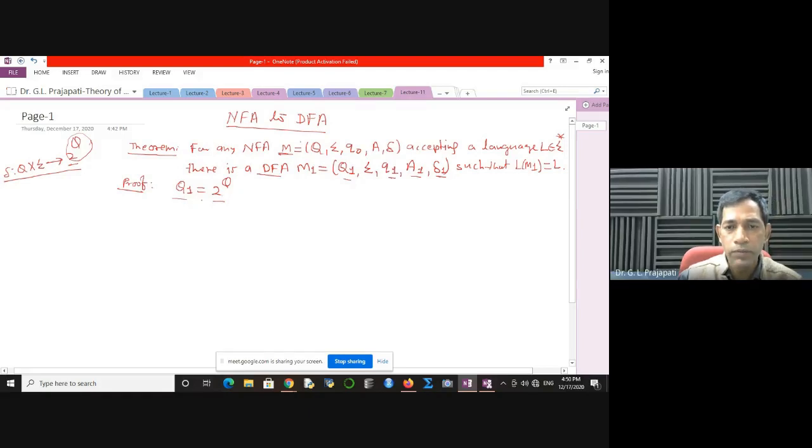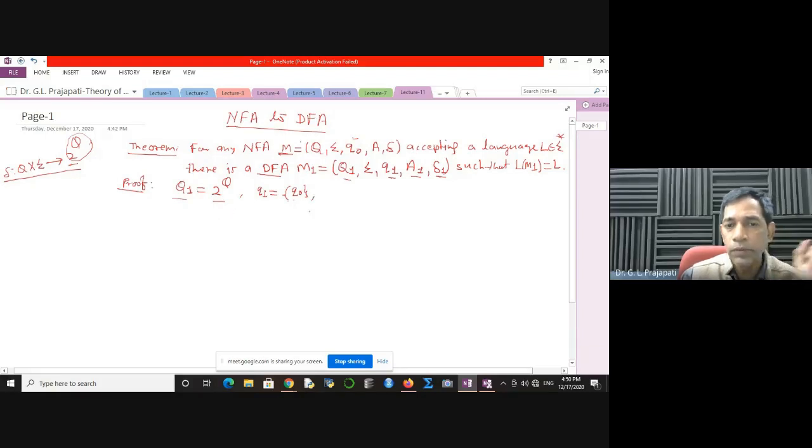For the initial state, your NFA starts from the initial state q0. Your DFA should also begin with q0, but you have to write it in the form of a subset, because every state of your DFA is a subset. So q1 is actually {q0}. Your machine starts from q0.